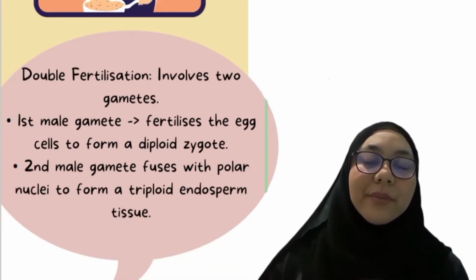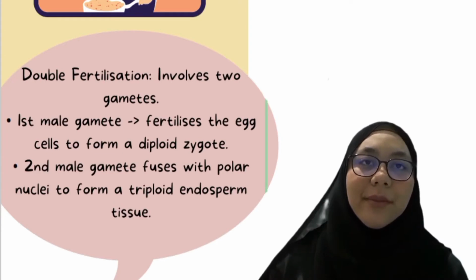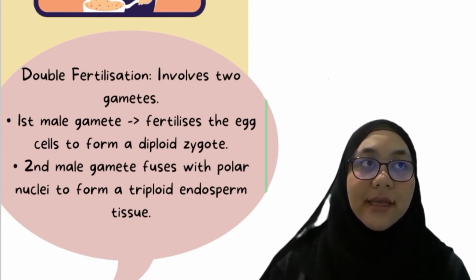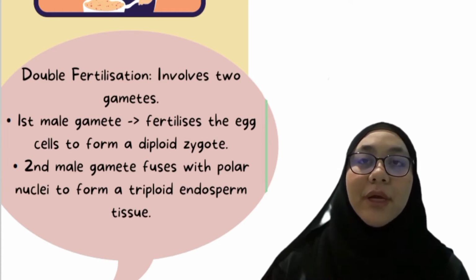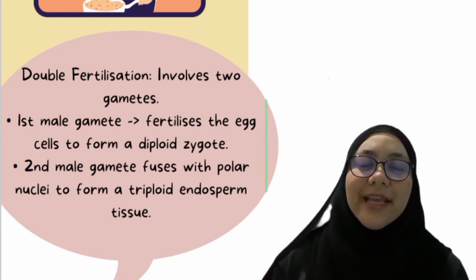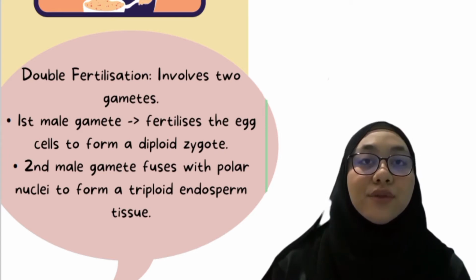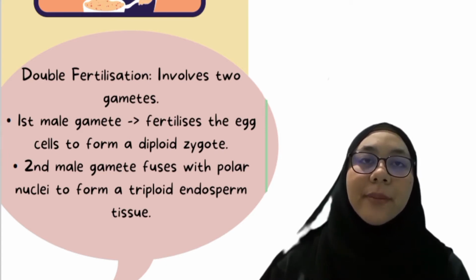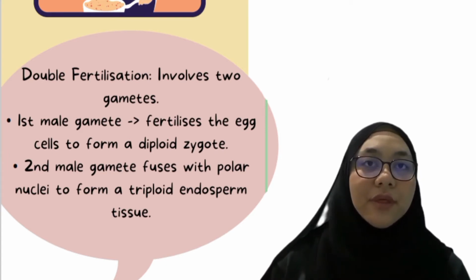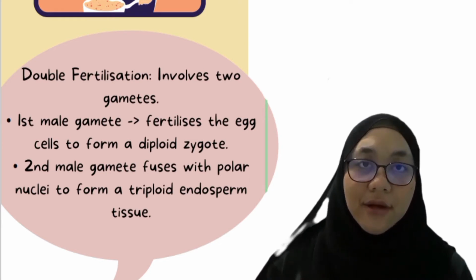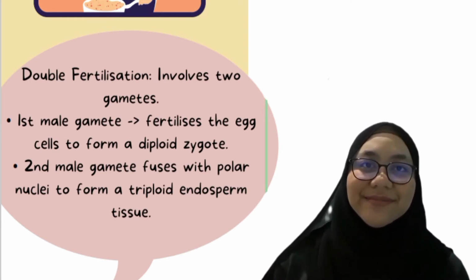After that, when both male gametes have entered the embryo sac, one of them will fertilize the egg cell and produce a diploid zygote. The second male gamete fuses with the two polar nuclei to form a triploid endosperm nucleus. This process is called double fertilization.